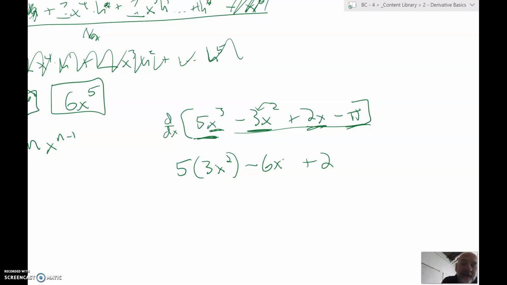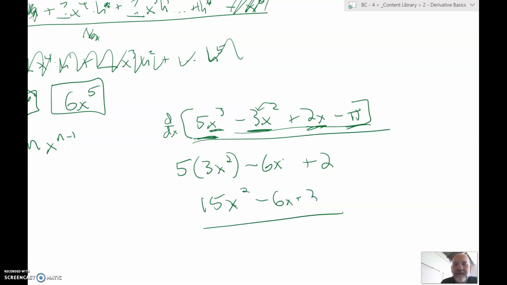And so final answer, I could have done that in the first one, but I was just trying to show it. Final answer, 15x squared minus 6x plus 2. We just found a formula for the derivative of this cubic anywhere with no limits needed.